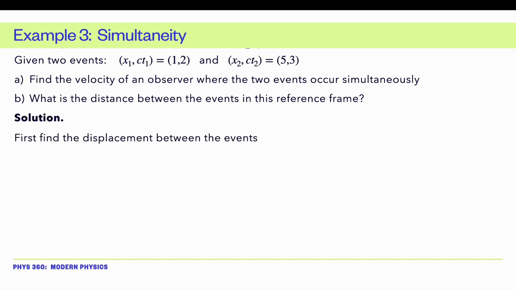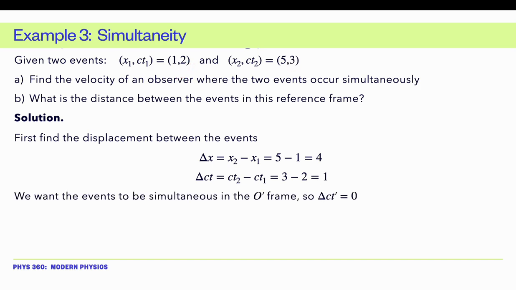So here's the solution. First, find the displacement between the events. Delta x is going to be 5 minus 1, so 4. Delta ct is going to be 3 minus 2, or 1. We want the events to be simultaneous in the O prime frame, so that means there's no time difference between them in that frame. So delta ct prime is going to be 0.